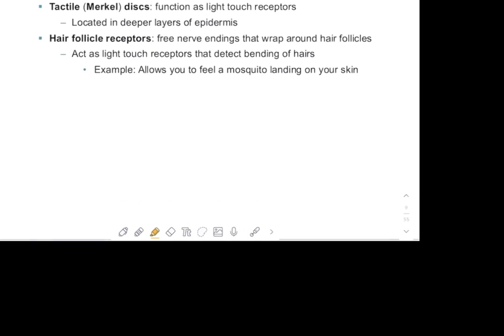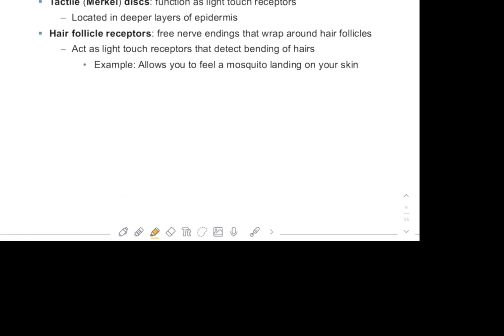And then finally, other non-encapsulated ones are ones that you've heard of in previous chapters. The tactile or the Merkel discs, which remember are in the deepest layer of the epidermis, and hair follicle receptors are free nerve endings that wrap around hair follicles. So an example of this is that they allow you to feel a mosquito landing on your skin.